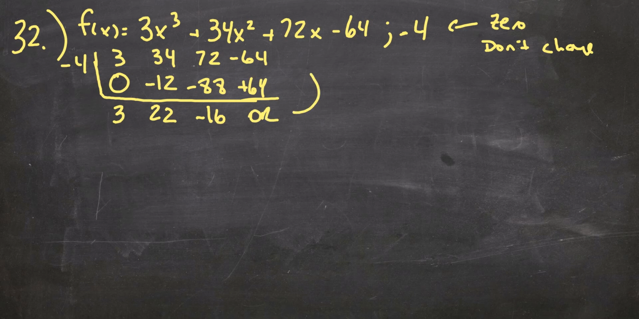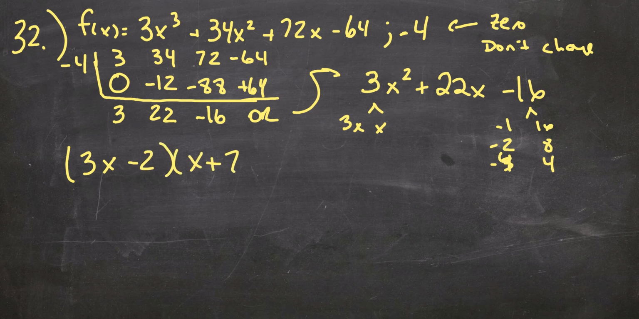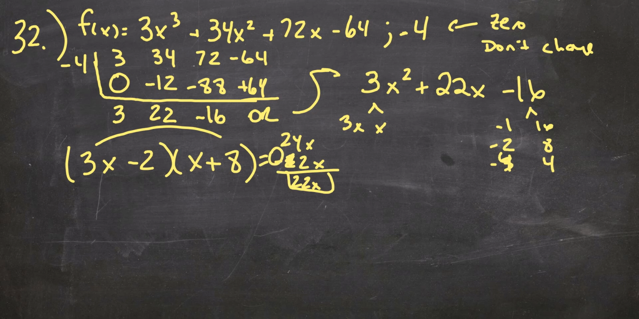So this is going to turn into 3x squared plus 22x minus 16. 3x and x is my options there. I have negative 1 and 16, negative 2 and 8, and negative 4 and 4. I'm going to try 3x minus 2, x plus 8. The outside gives me 24x. The inside gives me minus 2x, which makes 22x, which is what I want. So this works.